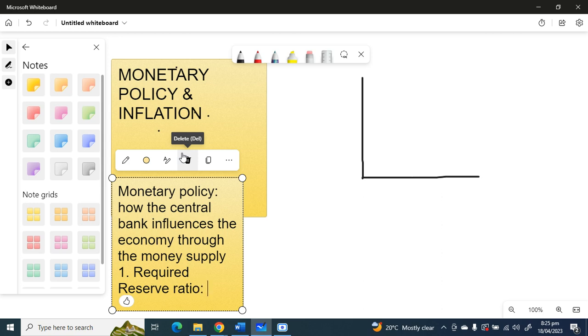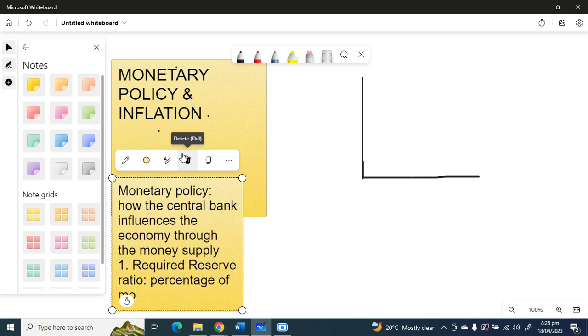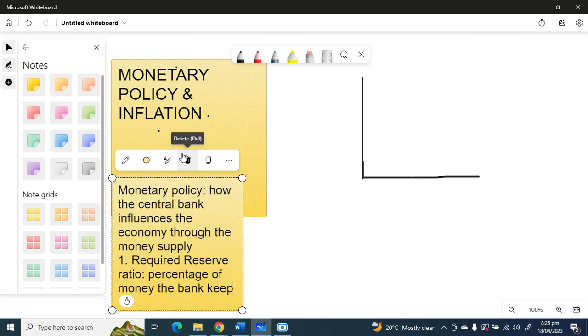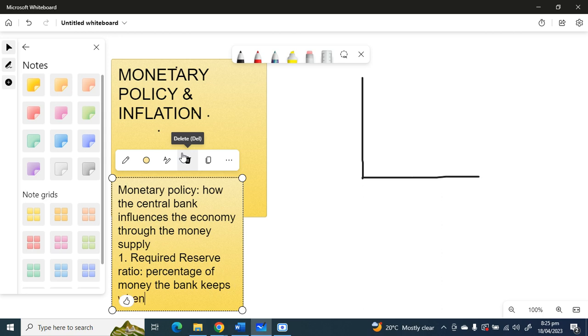That's the first one. Are we okay with that? Well, we're looking at monetary policy here first. Then we're going to see its relationship with inflation. But here first, we're still focusing on the monetary policy part. Okay. Yeah. Essentially, the bank keeps whenever you deposit money.